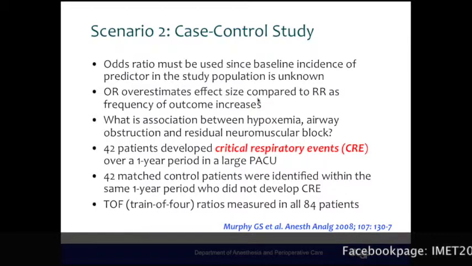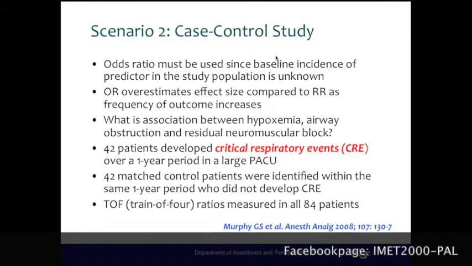So odds must be used in case control studies since the baseline incidence of the predictor is not known. You're sampling people. The odds ratio tends to overestimate effect sizes compared to relative risks as the frequency of the outcome increases. And we don't have to go through the arithmetic, but I can if you want me to.